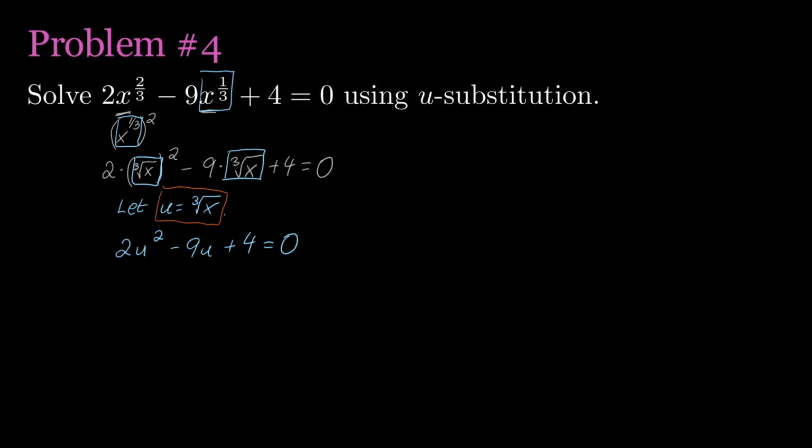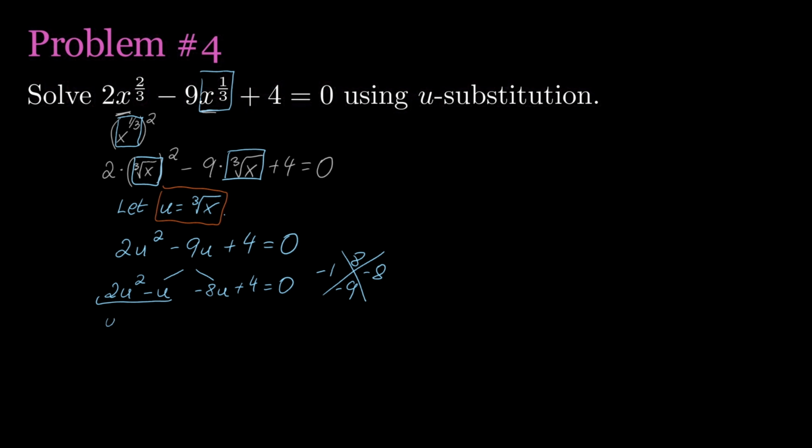Now it's just a matter of solving that u equation in here. We acknowledge it is factorable, since 2 times 4 is 8, and two numbers that multiply to 8 and add to -9 are -1 and -8. So we can split our middle term into minus u and minus 8u, rewriting everything else as is. Then finish with factoring by grouping.